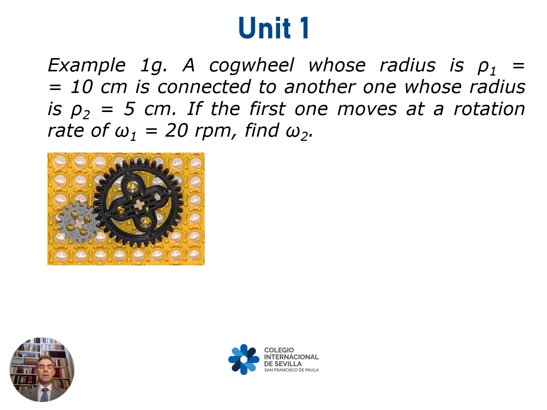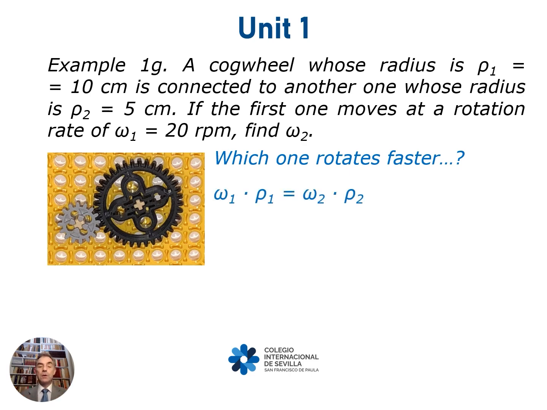First thing we must ask ourselves is, which one rotates faster? As we know, for the cogwheels to work, at the brim, the cogs need to move at the same pace. But the linear speed, the speed of the brim, equals the angular speed times the radius. If they need to be the same, therefore, omega 1 ρ1 equals omega 2 ρ2. And we need to find omega 2, angular speed of the second cogwheel.